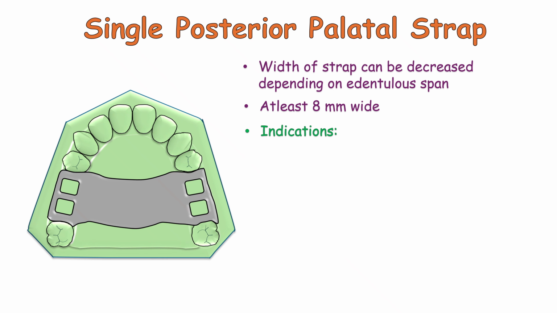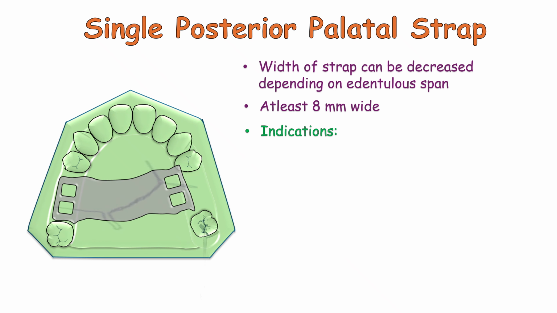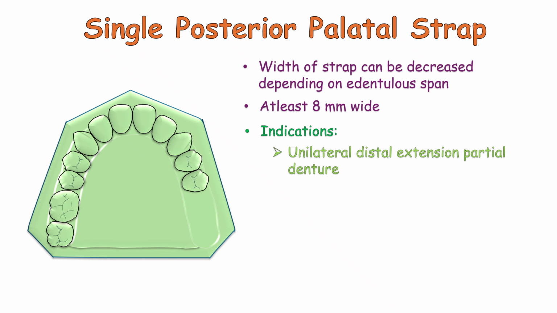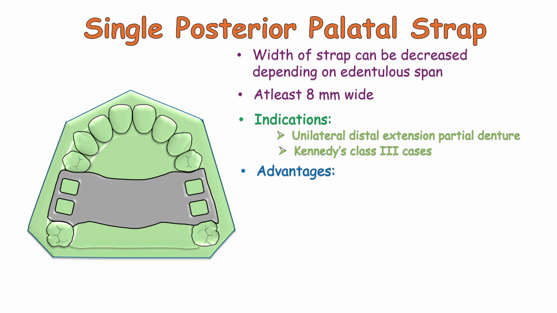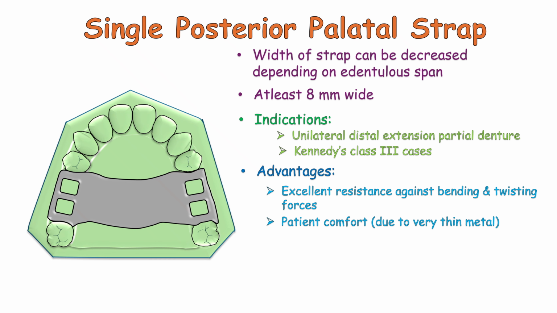Indications. It is indicated in unilateral distal extension partial dentures, Kennedy's class 3 cases. Advantages. It has excellent resistance against bending and twisting forces. It is comfortable to the patient due to a very thin layer of metal resting on the palate.